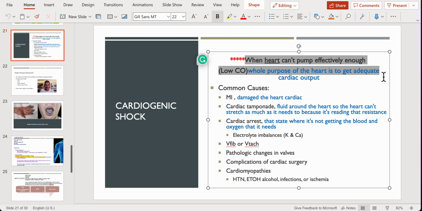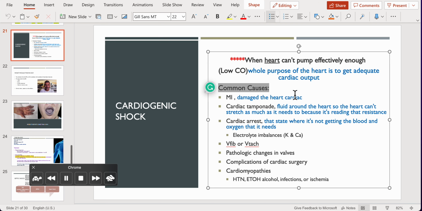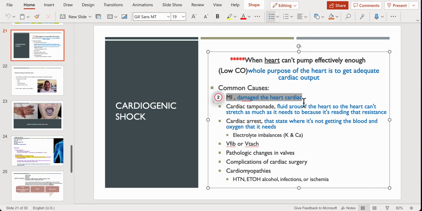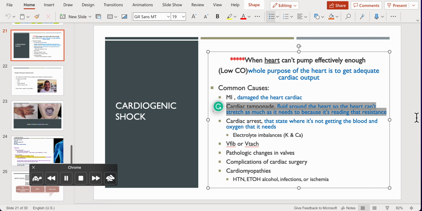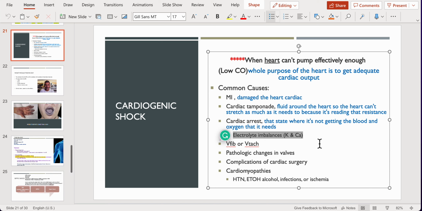Cardiogenic shock. When the heart can't pump effectively enough, there is low CO. The whole purpose of the heart is to get adequate cardiac output. Common causes: MI, damage to the heart. Cardiac tamponade, fluid around the heart, so the heart can't stretch as much as it needs to because it's meeting that resistance. Cardiac arrest, that state where it's not getting the blood and oxygen that it needs.